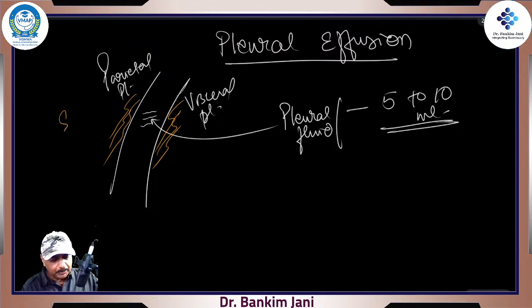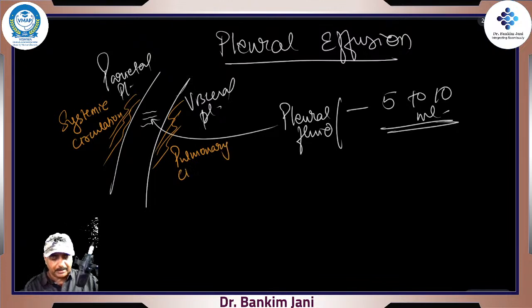True? This would be the systemic circulation. On the parietal side, all those intercostals. The visceral pleura, this would be the pulmonary circulation, right? From the lungs. Pulmonary circulation.